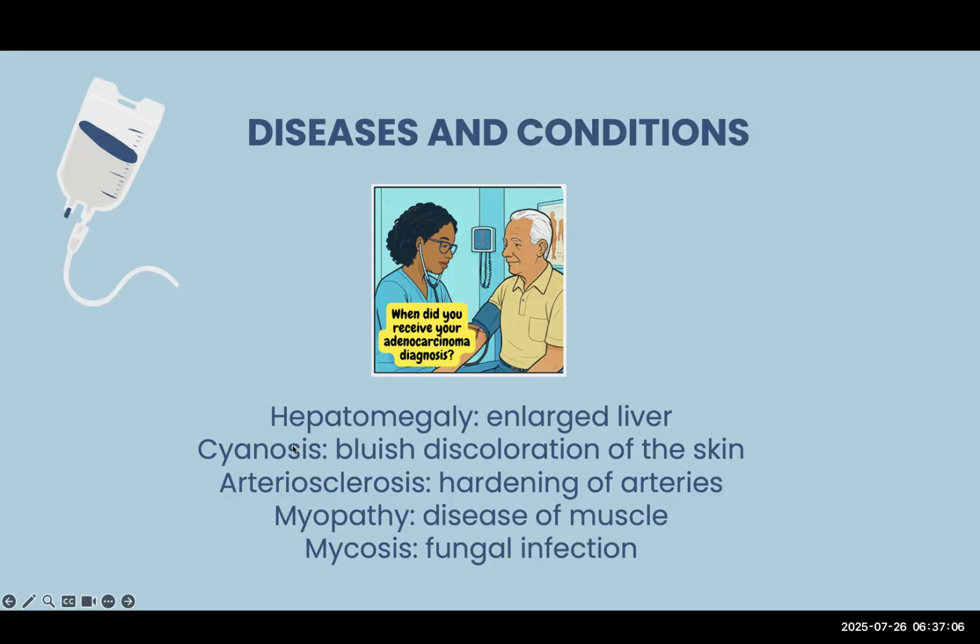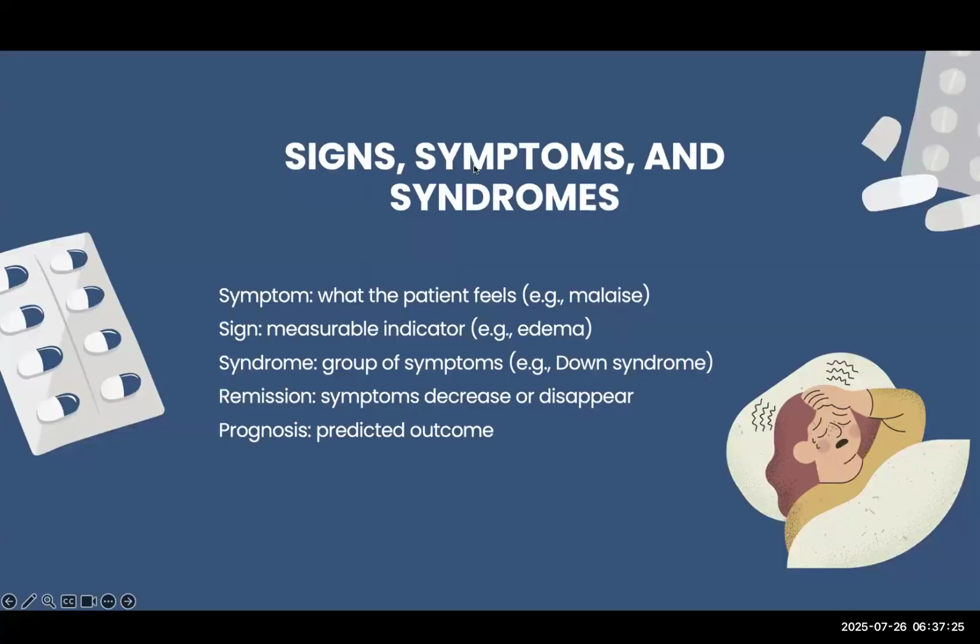Cyan or cyano, remember, word root or the combining form. It refers to blue. Arteriosclerosis, hardening of the arteries. So here we have word root arteri, combining form as the O there, and sclerosis is hardening. Myopathy and mycosis. All right, signs, symptoms, and syndromes.